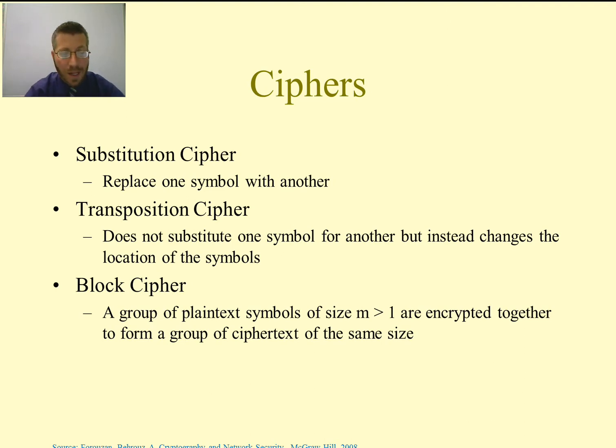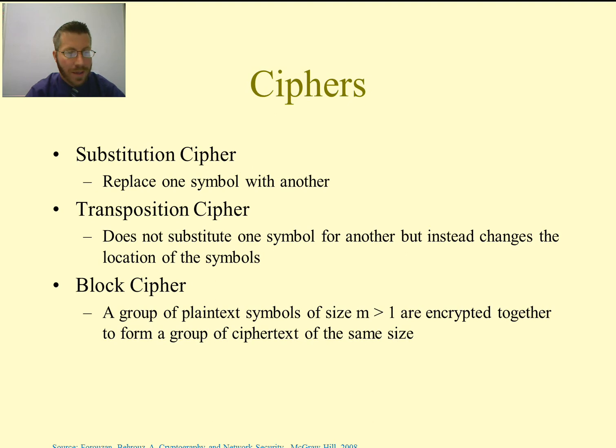The third one is a block cipher. That's where we take a group of plain text symbols of some size greater than 1 and encrypt them all together to form a ciphertext of the same size. So now, instead of encrypting each character individually, let's encrypt the first 3 characters as one, and then let's encrypt the second 3 characters as the second, and so on.